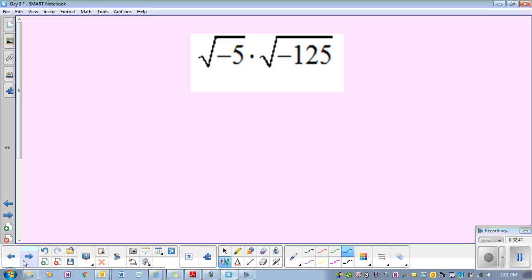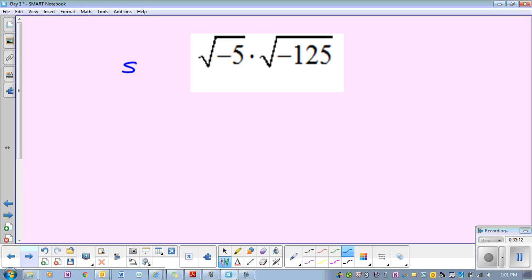So with this, you might look at this and go, you know what, I'm going to multiply first, and I'm going to do inside times inside. Okay, wrong. If you do inside times inside, what does that do? What's a negative 5 times a negative 125? Positive 625, right? You just changed the problem, okay? That's why. Make sure you simplify, okay?